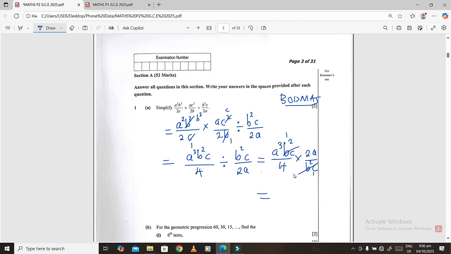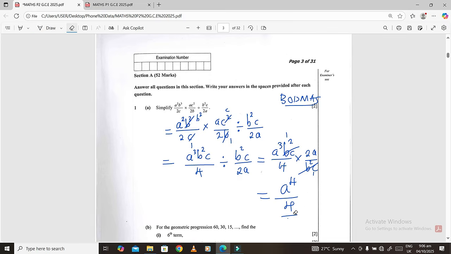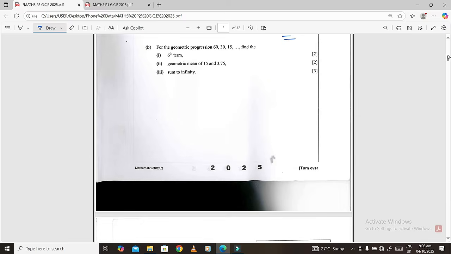We will therefore remain with a power 4 over a 4, because a power 3 times a. Actually, before we even say that, there is a 2 here. 2 into 2, it's a 1, into 4, it's a 2. So down here we have a 2 like this. This is our answer. So make sure you counter check your work, because if you are too quick without checking your work, you find that you are losing marks.